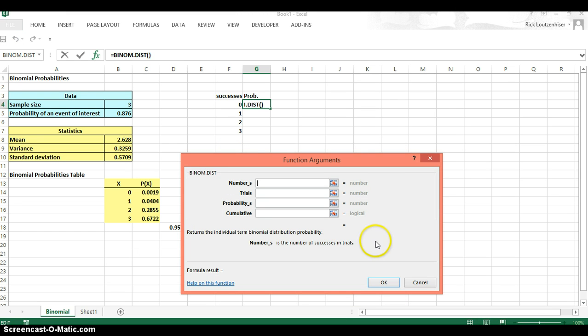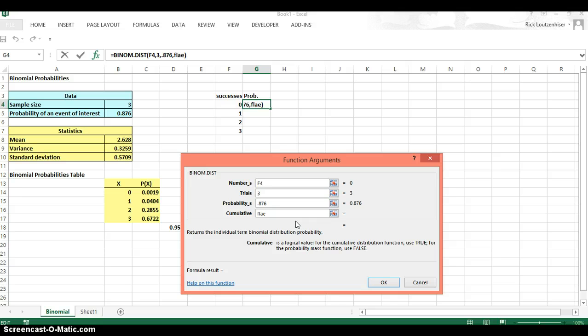So I say okay. And for the number of successes, I need to pick the first cell, and move on to the number of trials. There are 3 of them. We're asking 3 times. The probability is 0.876. What about the cumulative? Do I want this to come out in cumulative terms, each added to the next, or do I want them all to stand alone individually? Well, as you can see on the PHStat, they are not cumulative. They are individual probabilities for each integer. So that's what we're going to do here. So I would say false.